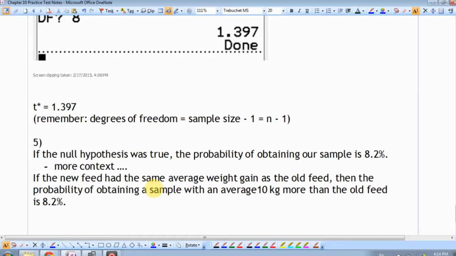And since there's no alpha value, we just assume that it would be 5%. Yeah, I don't think we need to do more than interpret the p-value. We don't actually have to make a decision. Like if this was a problem though, if they didn't give a p-value, yeah, you would have used 5%.